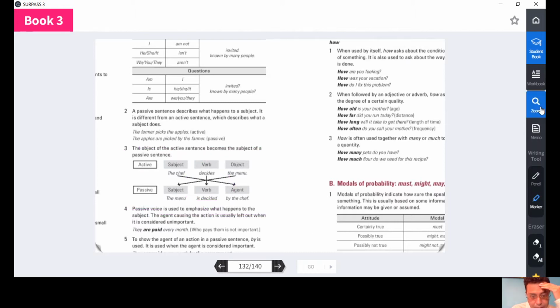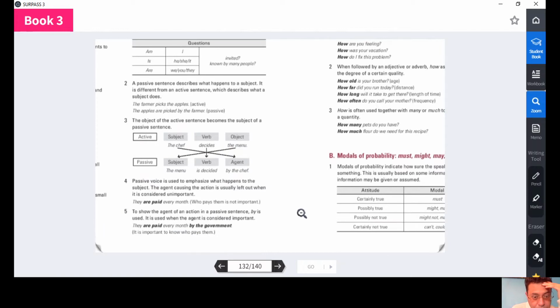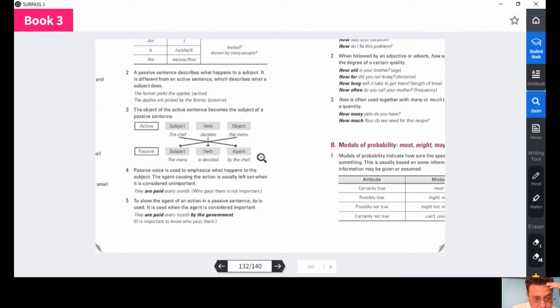Okay, so let's continue. Passive voice is used to emphasize what happened to the subject. The agent that causes the action is usually left out when it is considered unimportant. They are paid every month. Who pays them? It is not important. Number 5: to show the agent of an action in a passive sentence, by is used. It is used when the agent is considered important. They are paid every month by the government.